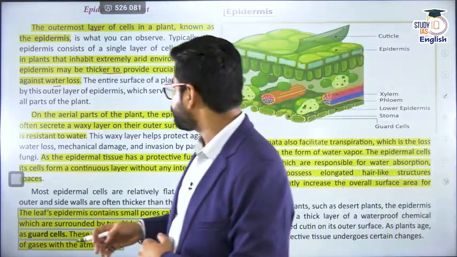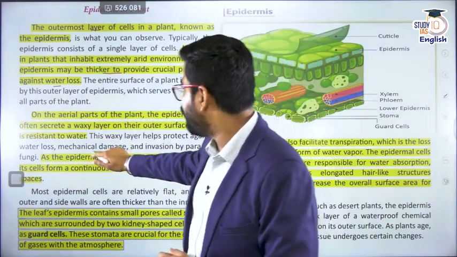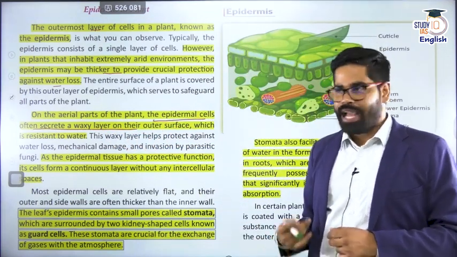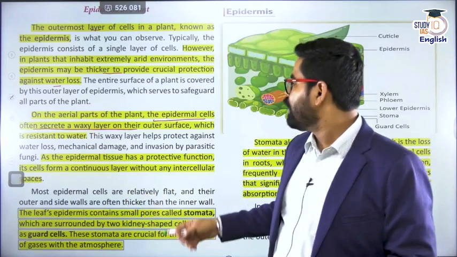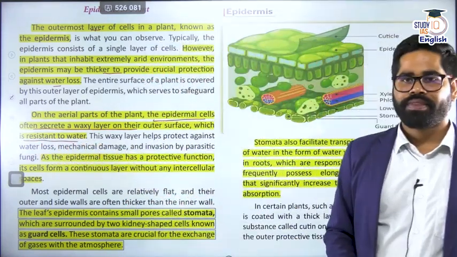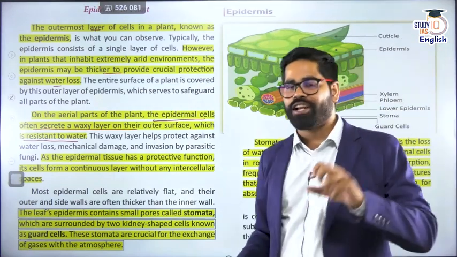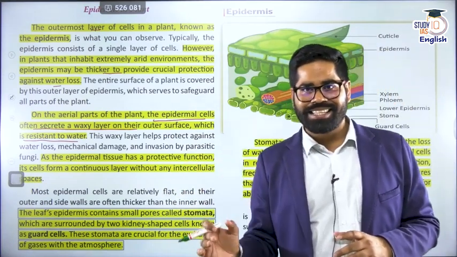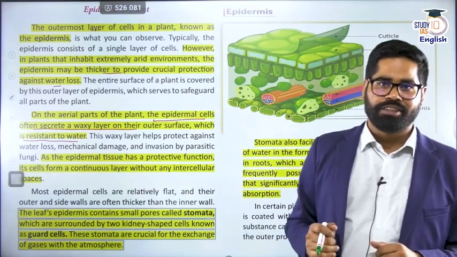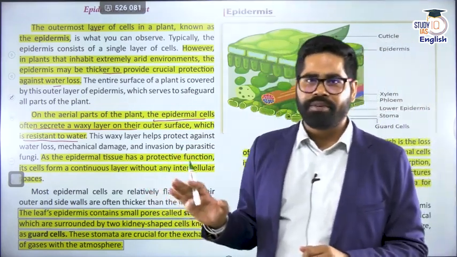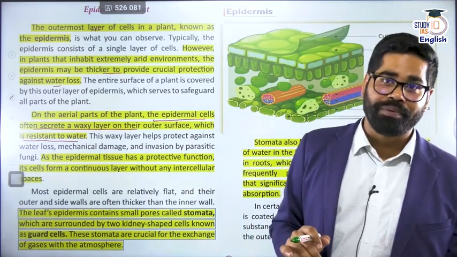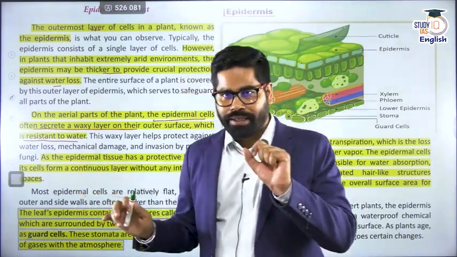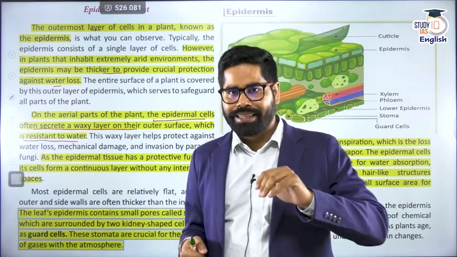Then, in the aerial parts of plants, the epidermal cells also secrete a waxy layer, which is resistant to water. This waxy layer reduces the exchange of gases between the atmosphere and the plant. So it is also helping to protect against, and prevent, the loss of water. Then, you can see that this epidermis is acting as a shield.